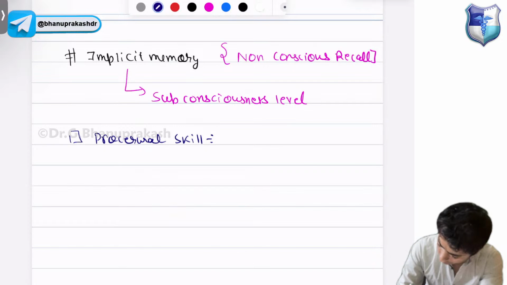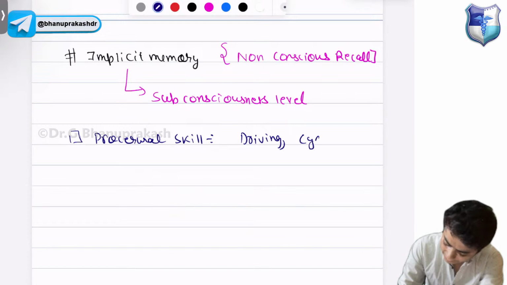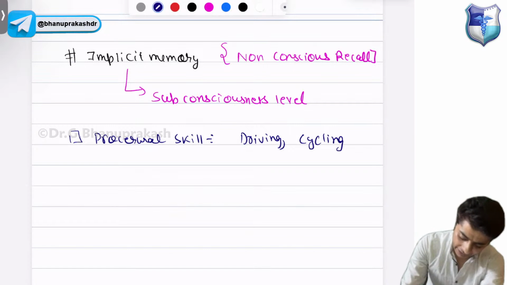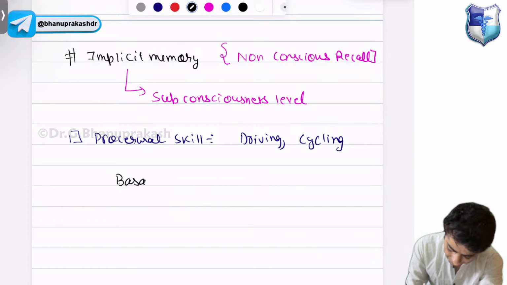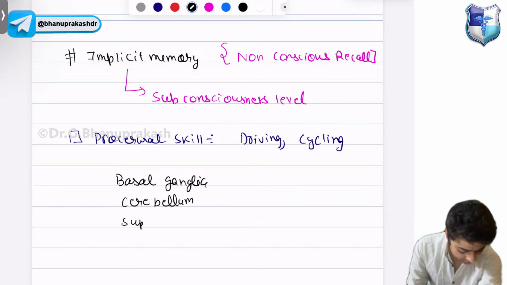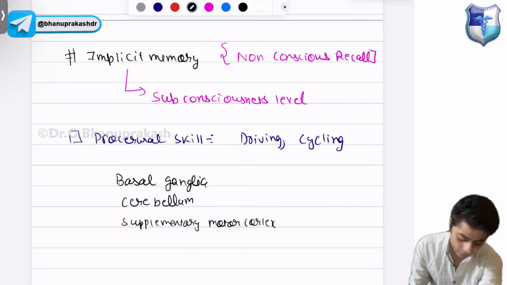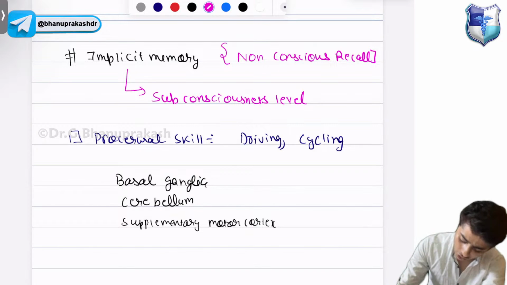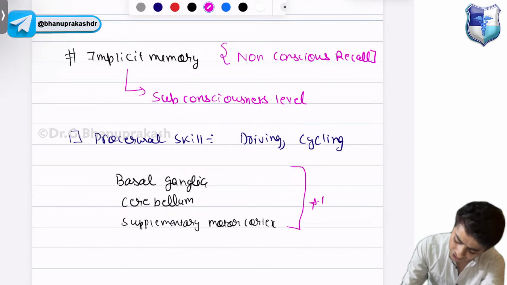Like driving, like cycling, it is at your basal ganglia, cerebellum, and supplementary motor cortex. Yeah, Puneet, you are right. So this is your procedural skill.